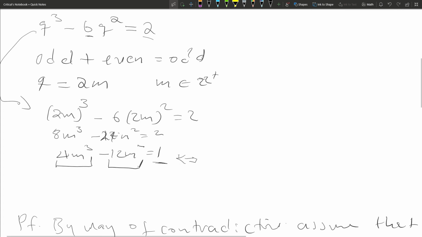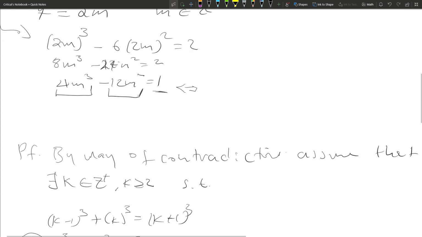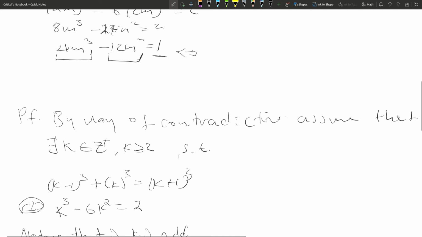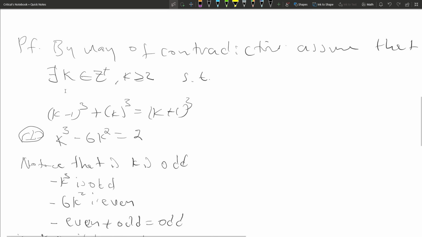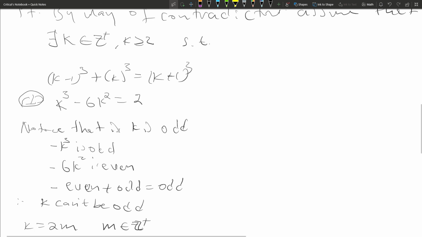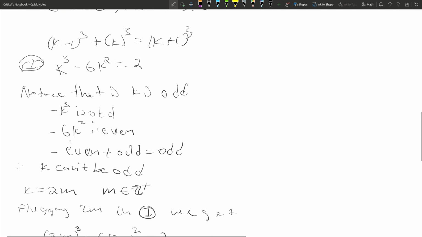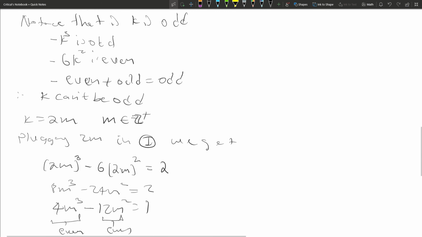Now I just rewrote what I said earlier here, so this is like the formal proof. First we say we're doing it using proof by contradiction, and then we say there exists k such that this is true. But then we say that if k is odd, k cubed is odd and 6k squared is even, and we know that even plus odd is odd, so k can't be odd.